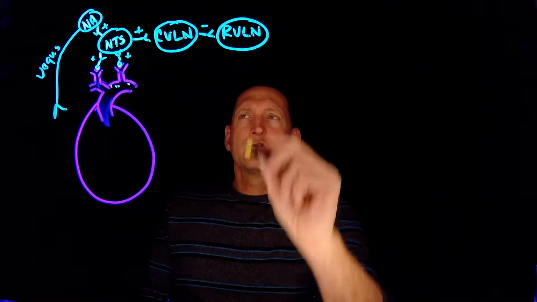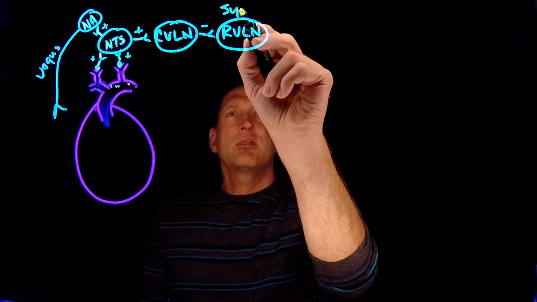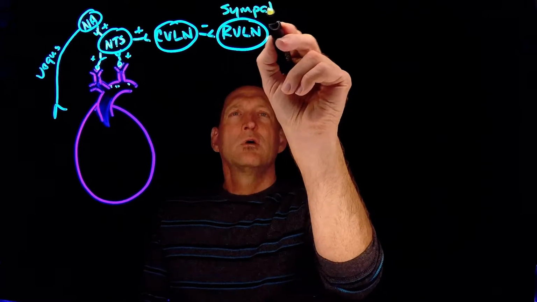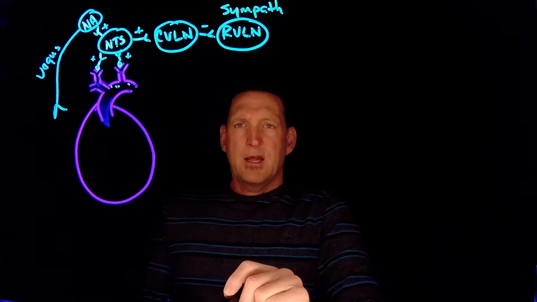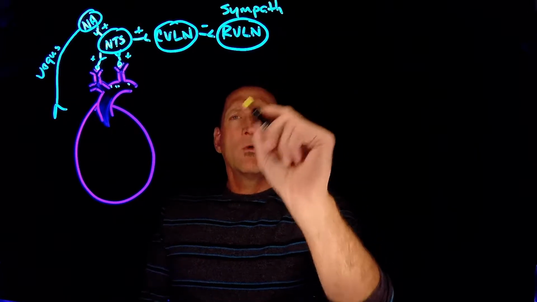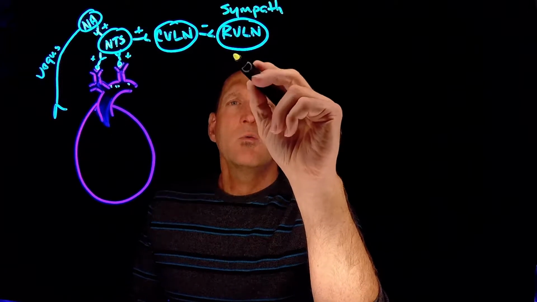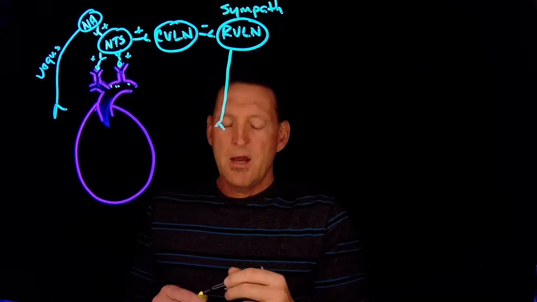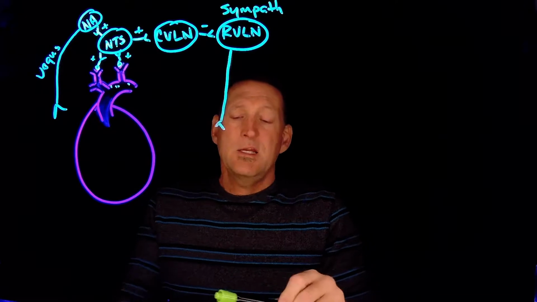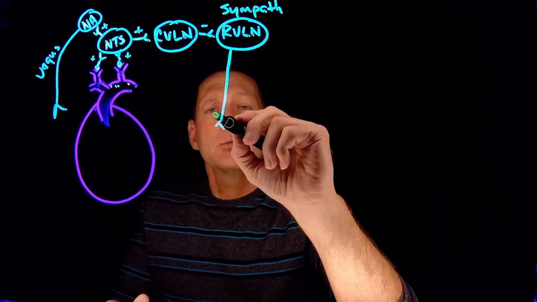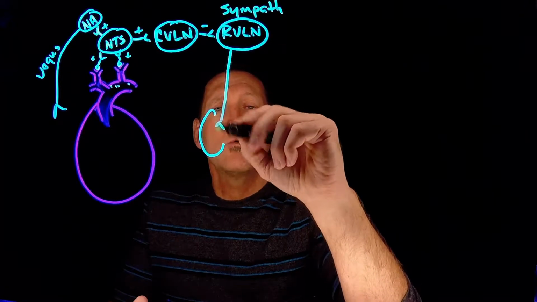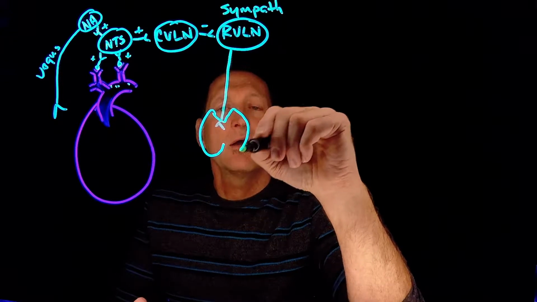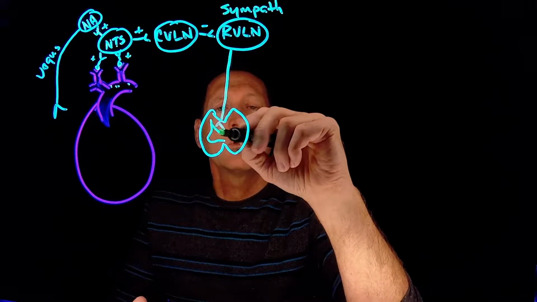The rostral ventrolateral nuclei is for the sympathetic nervous system. And so here I have sympathetic outflow. Normally, when the rostral ventrolateral nuclei fires off, it's going to come down here and synapse in the spinal cord. It's going to synapse in the lateral horns. And here I've got my cross-section of my spinal cord.